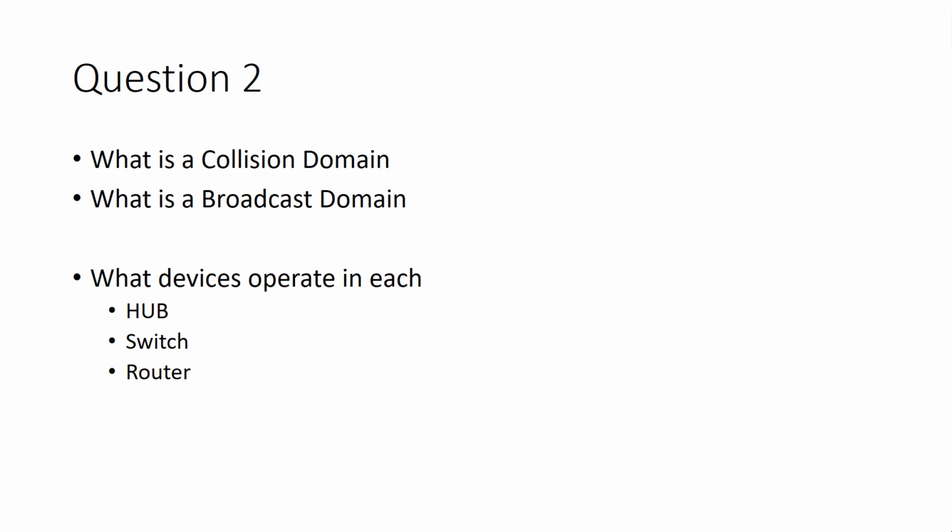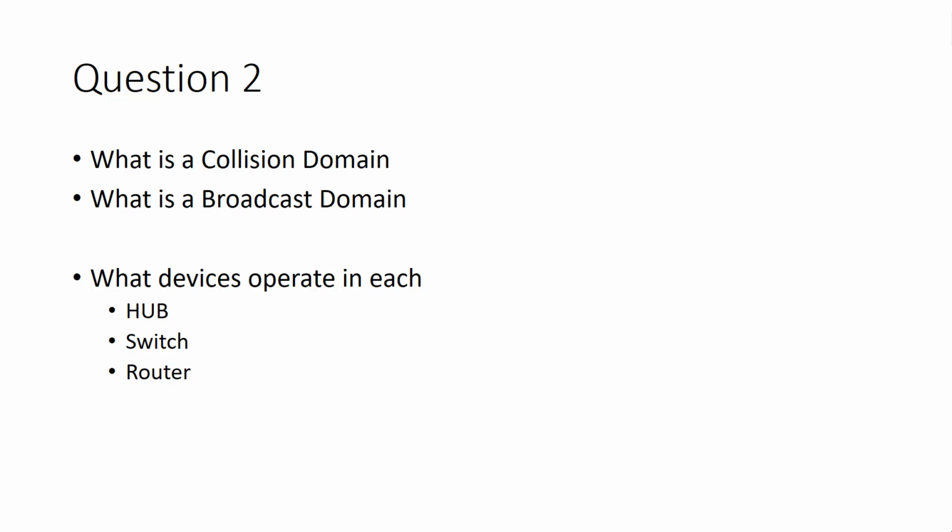What is a collision domain, and what is a broadcast domain? A collision domain is when you have multiple devices communicating at the same time. A broadcast domain is a layer 3 domain that allows for broadcasts to be transferred. Collision domains typically operate at the hub or with a hub. Broadcast domains operate at layer 3, so a router.